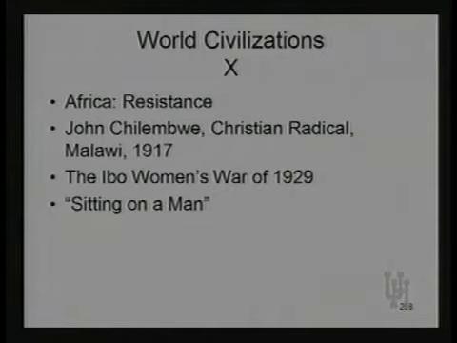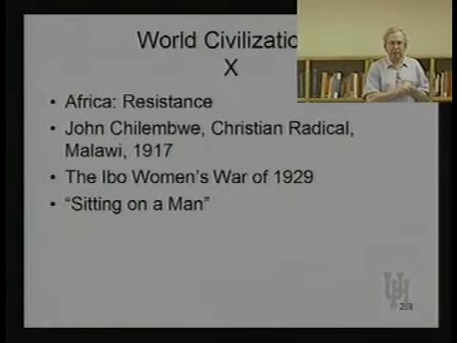The first example here is John Chilembwe, who was a resident of Malawi. He was educated in Christian schools, including in the United States, and much like other independence leaders, such as Nehru, for example, in India, Chilembwe himself picked up many of his ideas about resistance to colonial rule as a result of his Western education.